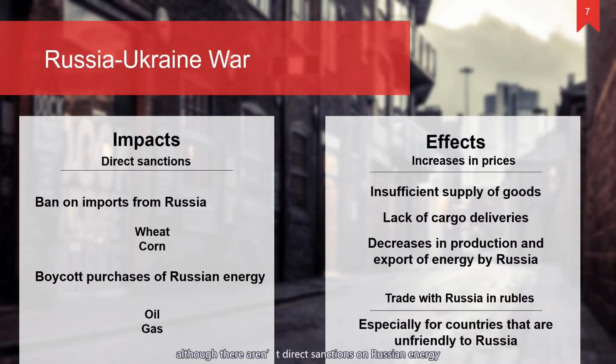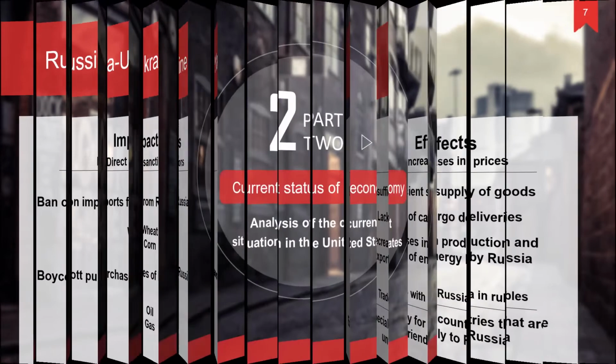Although there aren't direct sanctions on Russian energy, the decrease in purchases causes Russia to decrease production and export of energy, hence leading to a rise in oil and gas prices. Being considered unfriendly countries to Russia, these countries have been demanded to trade in rubles, and this is a significant disadvantage in terms of the exchange rates for these countries.